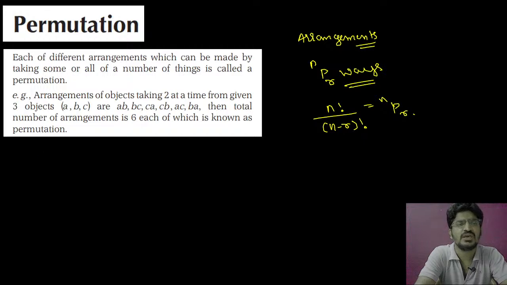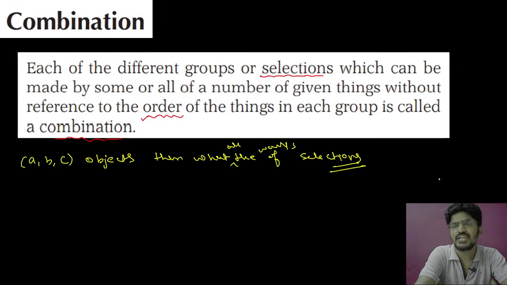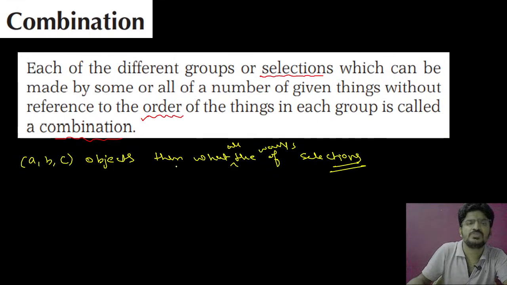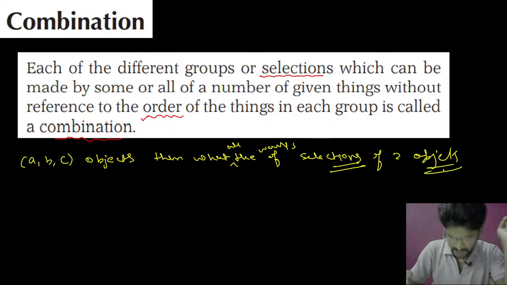Yesterday we solved this. See what they say here: the arrangements of two objects from three objects. So now what we are doing here is taking just two objects from A, B, C. Then what are the ways of selecting two objects? Can you tell me what the answer for this is? Quickly, everyone.